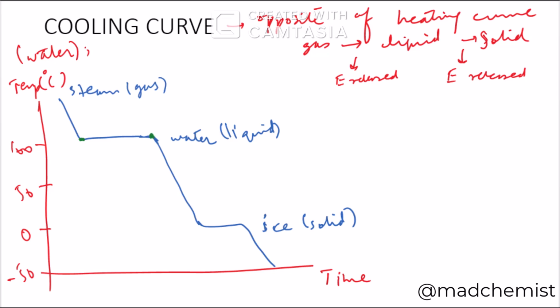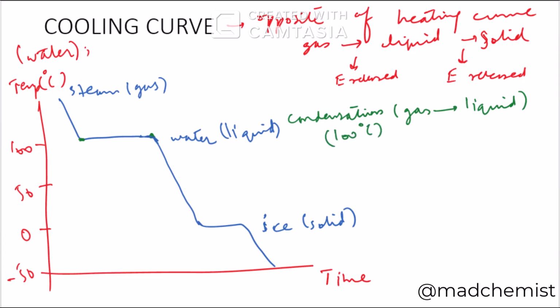So at 100 Celsius, from this point to this point, at all this time, the whole steam is converting into a liquid water form. So this is basically condensation occurring here. The gas is converted into liquid state. And for water, the condensation point is 100 Celsius.